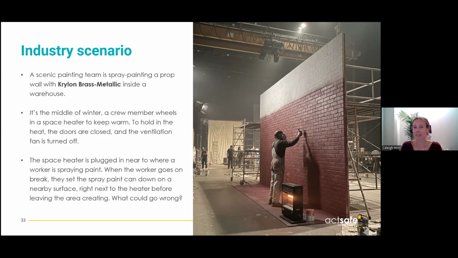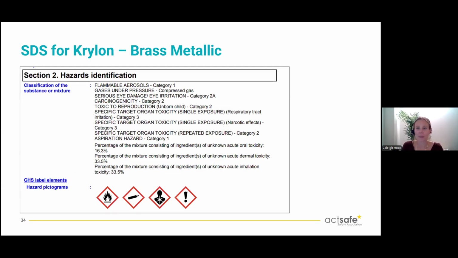Everyone knows we don't put spray cans in heated areas, but let's take a look at the SDS to find out why. Okay, so this is section 2 of our SDS for Krylon brass metallic spray paint. So what does this section tell us? First off, if we look at the bottom, we see our pictograms. We have a flame that's extremely flammable. We have a health hazard that causes dizziness, maybe irritation. We have a compressed gas bottle.